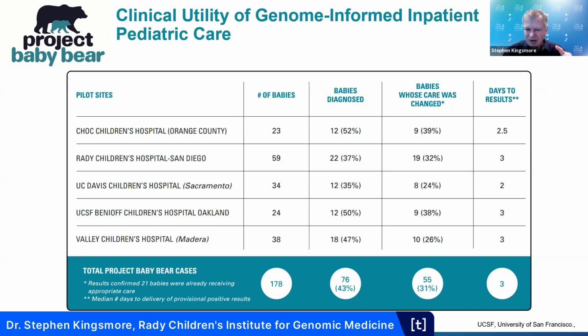But the amazing thing is this next column, that almost a third of those babies had changes in how they were treated during their hospitalization as a result of those diagnoses. What that means is we're giving precision care, highly specific care, rather than generic care, and that's associated on average with about an 18% improvement in outcomes in these infants.